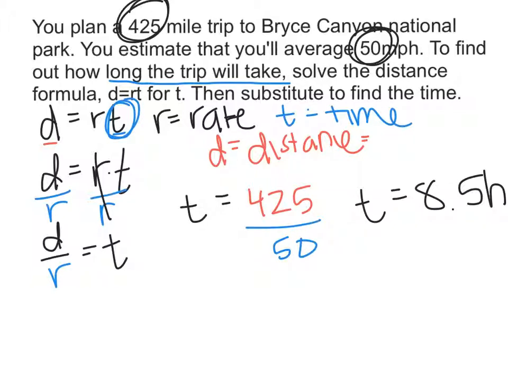So what we did here is we took the distance formula and we transformed it into a time formula. And since we're looking for the time of our road trip, how long it would take, we used the time formula and we plugged in the distance that we had, which was 425 for d, and we plugged in the rate, which was 50 miles per hour for r. So we had time is equal to 425 over 50.